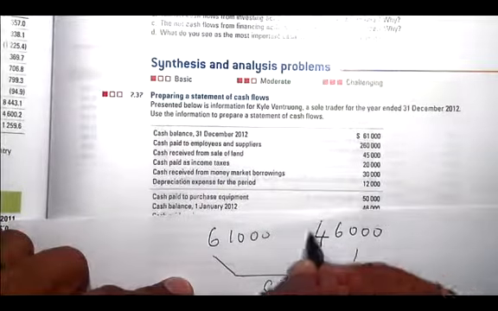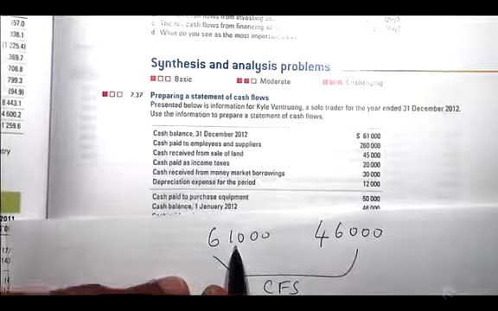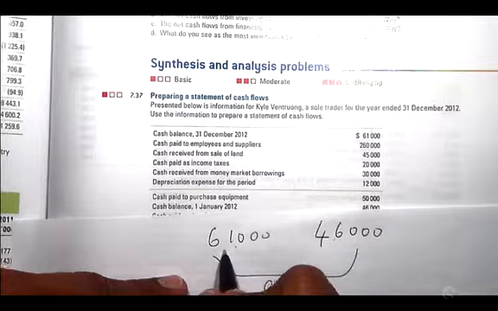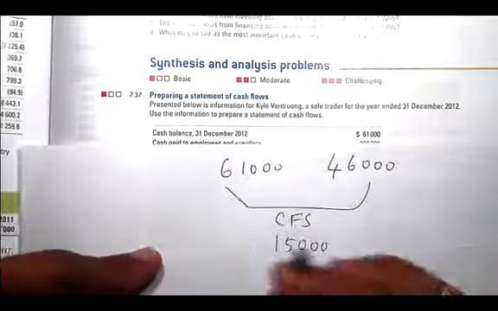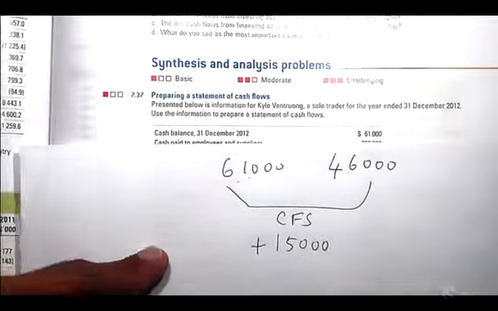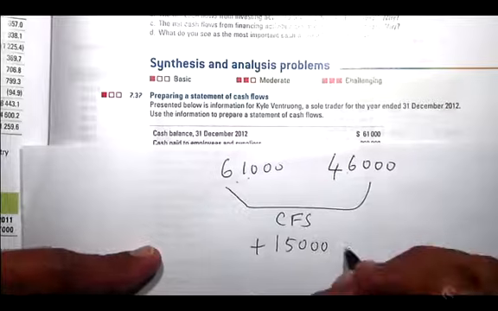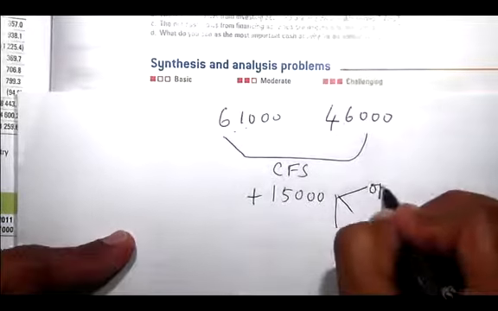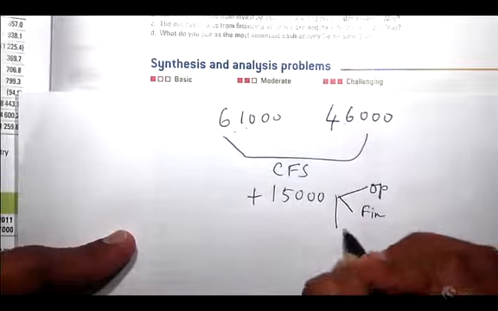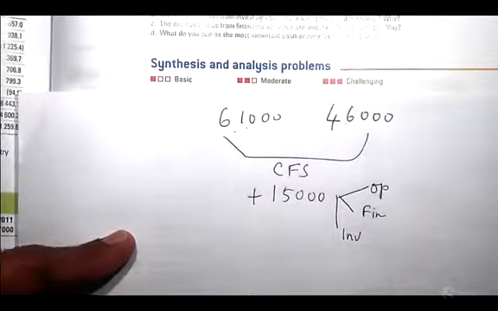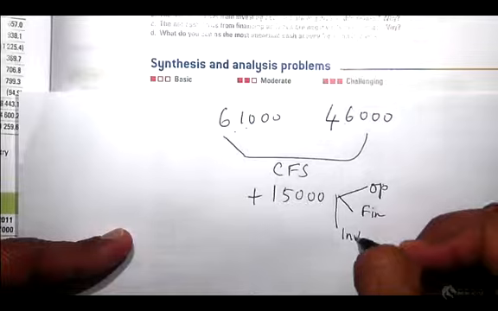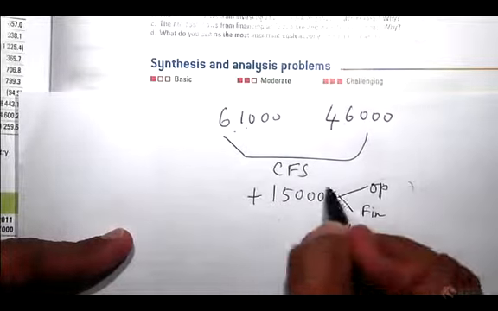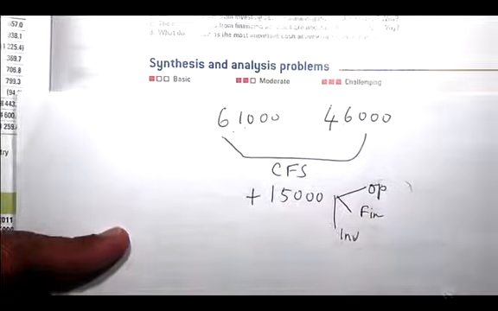And this was at the beginning and this is at the end. So at the beginning I had 46, at the end I have 61. So that means my cash has gone up by 15,000 during the year. So this 15,000 will be explained with the help of operating activities, financing activities, and investing activities. The net result of operating, investing, and financing, the cash inflows and the cash outflows, the net result of these three will be $15,000 in the cash flow statement.